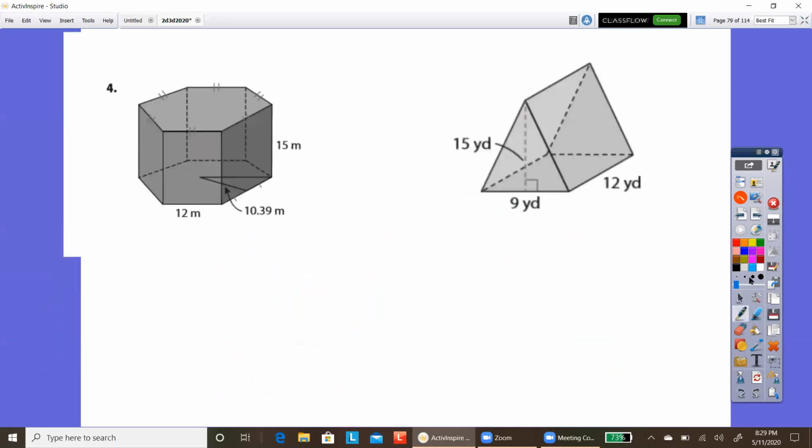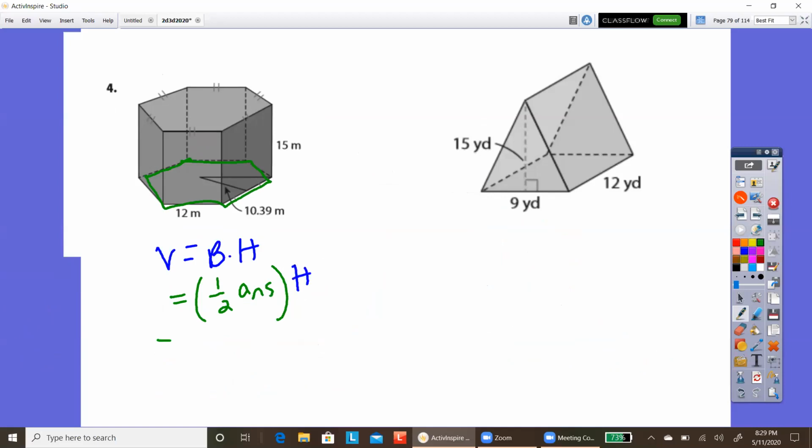What about if your base is a hexagon, a regular hexagon? No problem. Again, you write down the universal formula and adapt it for whatever the base is shaped like. Here, the base is shaped like a regular hexagon. So we're going to use a formula for the area of a regular hexagon and then multiply that by the height of the whole solid.